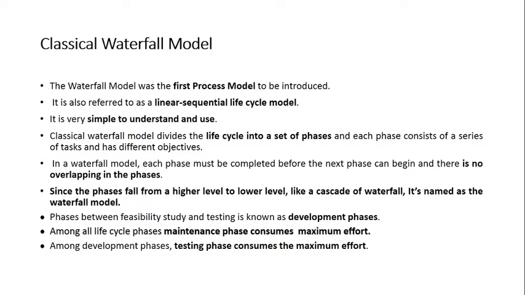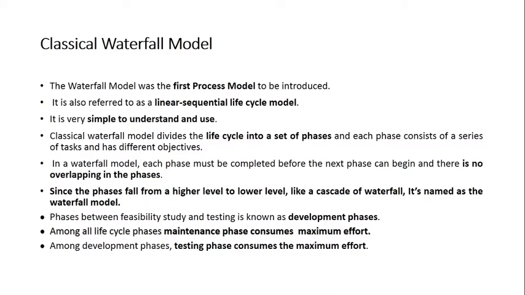Now since the phases fall from higher to lower level, like you can say water flows from top to bottom, right? Similarly the sequence of flow of the phases is from top to bottom. First you will go for feasibility study, then requirements, then designing, then coding, testing. So it is from higher level to lower level, and so it resembles a cascade of a waterfall. We call this model a waterfall model. Cascade of waterfall means water flows from top to bottom, not vice versa.